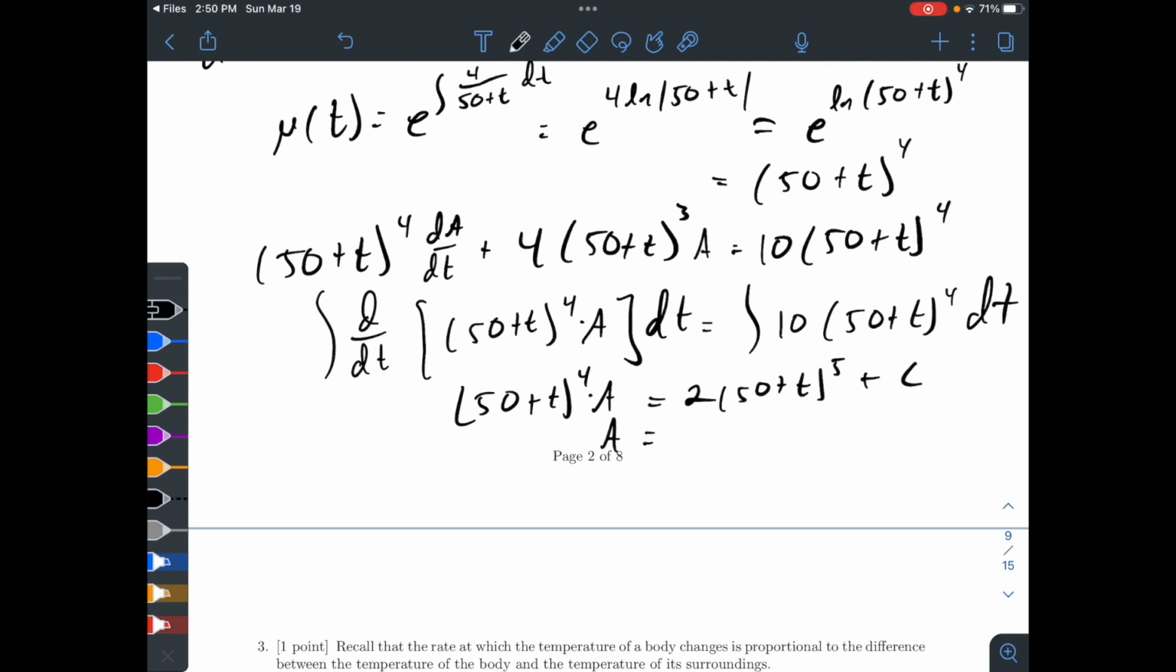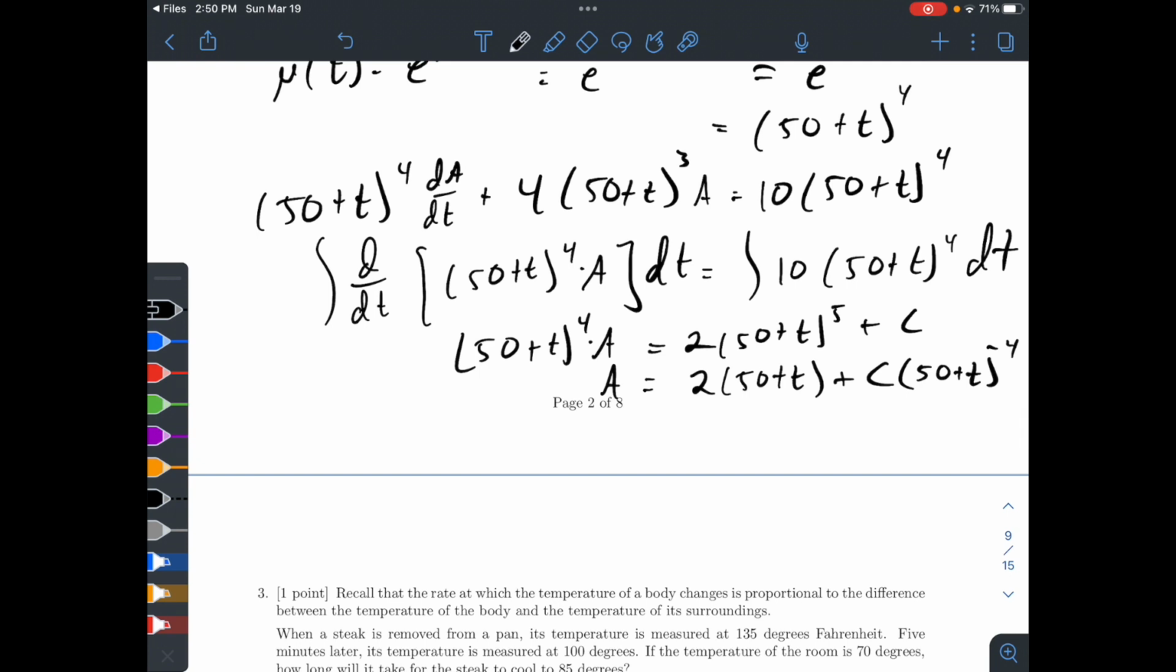So then dividing by 50 plus t to the fourth, I get 2 times 50 plus t to the first power, right? I have to the fifth power divided by the fourth power, which is to the first power, and then plus C times 50 plus t to the negative 4. You could write it as C divided by 50 plus t to the fourth. I'm just running out of space, so I'm going to write it like that.